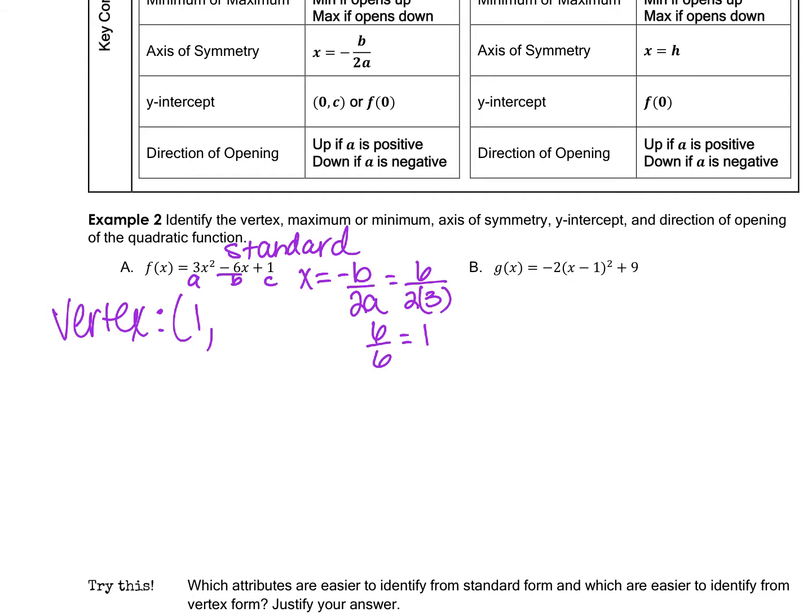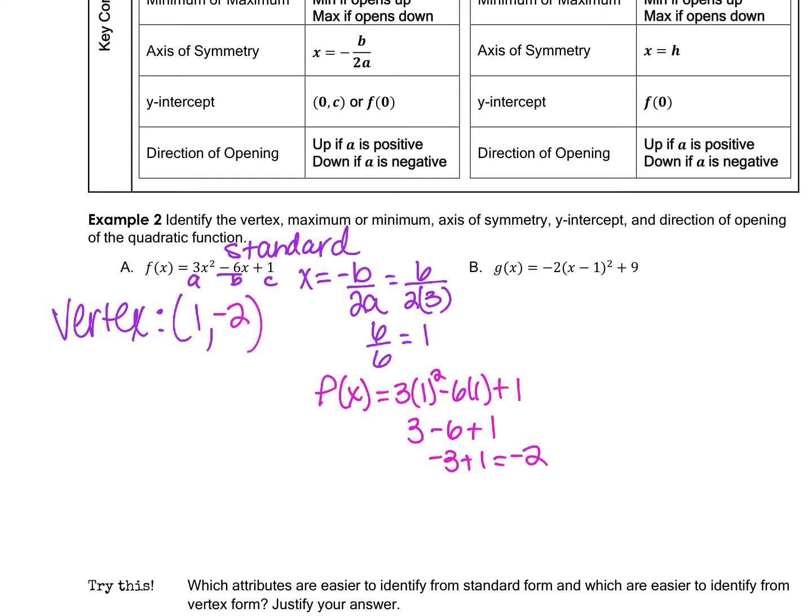Now, a lot of students stop here because they forget how to find the y. Anytime I know an x value, I'm just going to plug it in to my function to find the y value. So that's what I'm going to do next. So I'm replacing all of my x's with a 1. So that would be 3 minus 6 plus 1, so -3 plus 1, which is a -2. So there's your y value of the vertex.